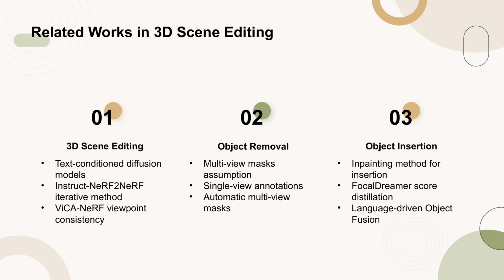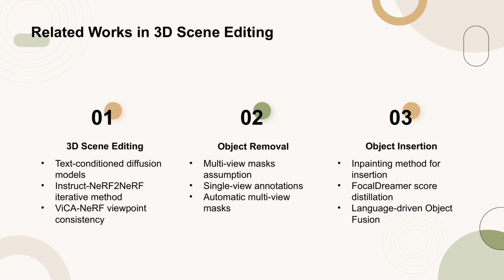In the field of 3D scene editing, recent advancements have integrated 2D text-conditioned diffusion models into 3D generative modeling. Methods like Instruct-NeRF2NeRF use an iterative approach to edit different viewpoints of a scene, though they face challenges with 3D consistency and localized edits. InseRF addresses view consistency through viewpoint correspondence regularization. For object removal, some studies rely on multi-view masks, while others use single-view annotations to generate multi-view masks. Object insertion remains less explored.